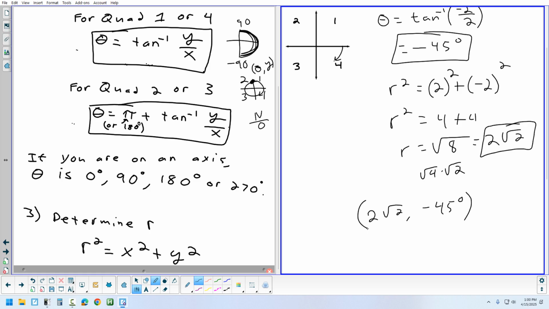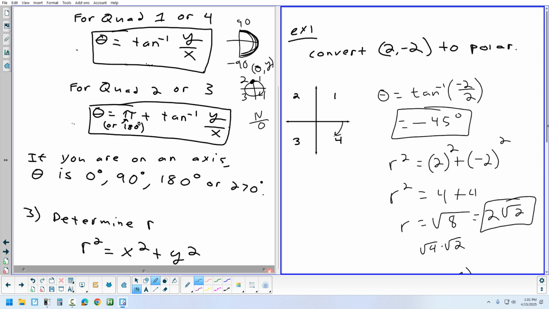Yesterday we learned that there's up to how many ways you can write a point in polar? 4. Up to 4, sometimes 3 if it's on the polar axis, but that's not on the axis. If I wanted it with a positive angle, instead of going that way, how much would it be if I go that way instead?